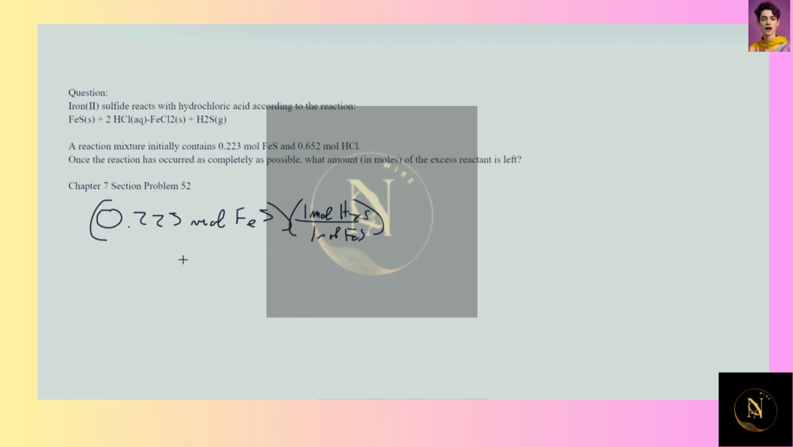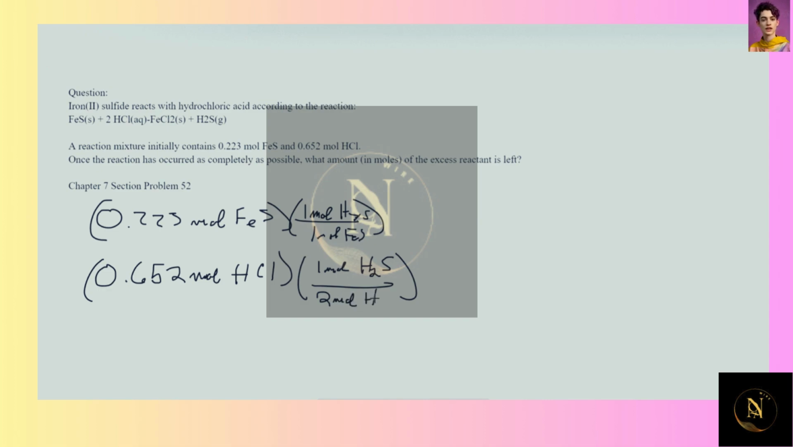Okay, but what about the HCl? So 0.652 mole of HCl. When we convert that to the H2S, we can see that it has a coefficient of 2. So instead of, we're going to get 0.326.